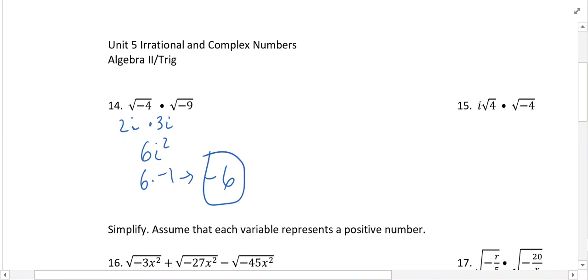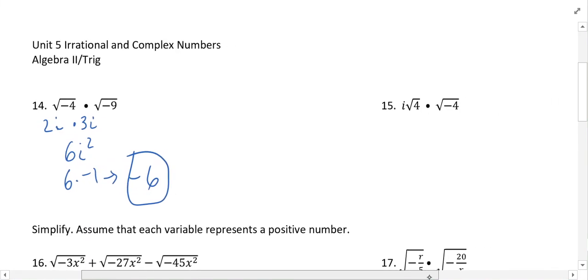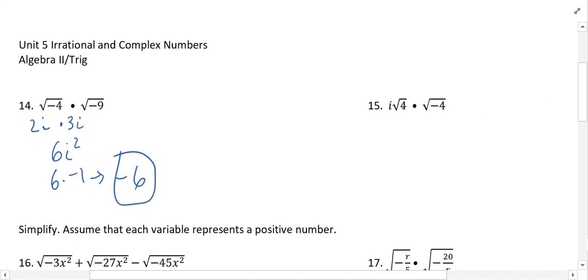All right. So for number 15, again, we need to simplify what we can. So the square root of 4 is 2, and we have this i in front, so this becomes 2i. Here on this next one, it's also going to become a 2i. And then when I multiply them together, I get 4i squared. But again, I know i squared is negative 1, so this is saying 4 times negative 1. So I'm going to end up with negative 4.